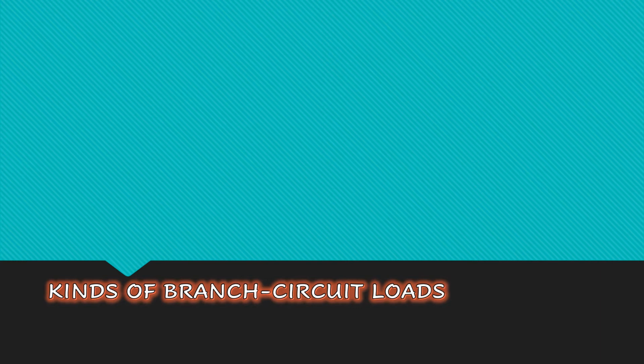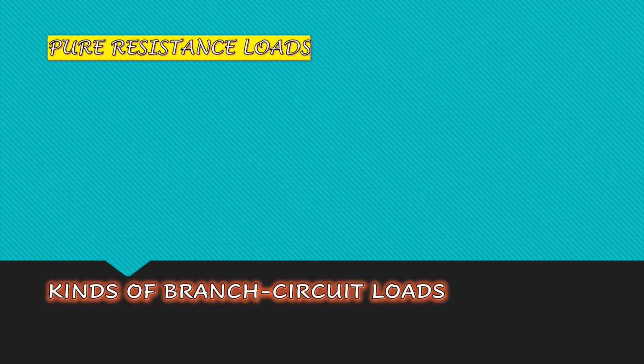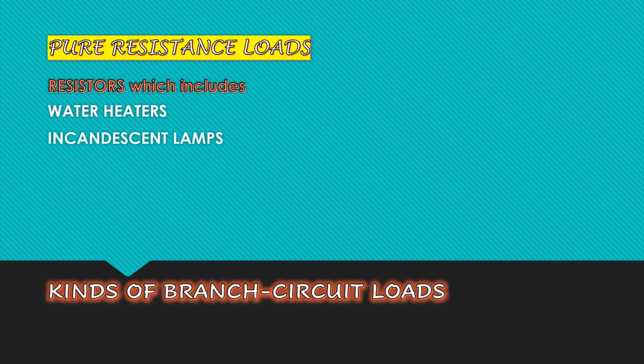Now let us go to the kinds of branch circuit loads. The first type of branch circuit loads are pure resistance loads. Pure resistance loads are generally resistors, and this includes, for example, water heaters. A water heater is made up of a coil with resistance, and when the current flows, it will heat up, eventually heating the water. An incandescent lamp is basically also resistance. When the current flows through its filament, it heats the filament, and then it will produce a glow because of heat.